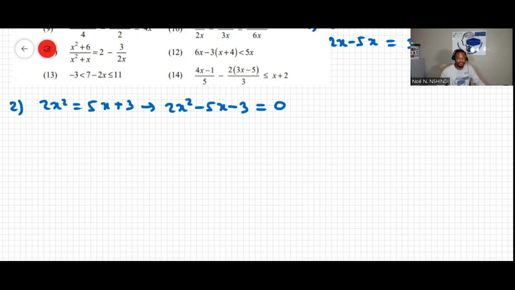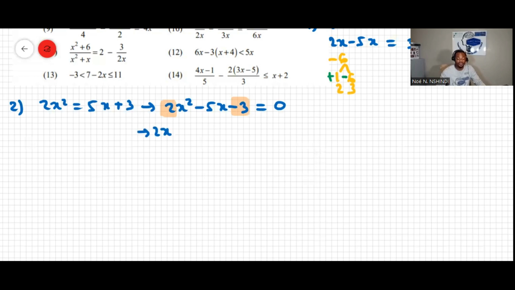We're going to look at the coefficient of the first term, 2, times the last term, negative 3. That makes negative 6. And then the factors of 6 are 1 and 6, 2 and 3. Then we're going to ask ourselves, how can we get negative 5 with these factors? I'll say we can get negative 5 if we do, let's say, positive 1 and negative 6. Positive 1 times negative 6 makes negative 6.